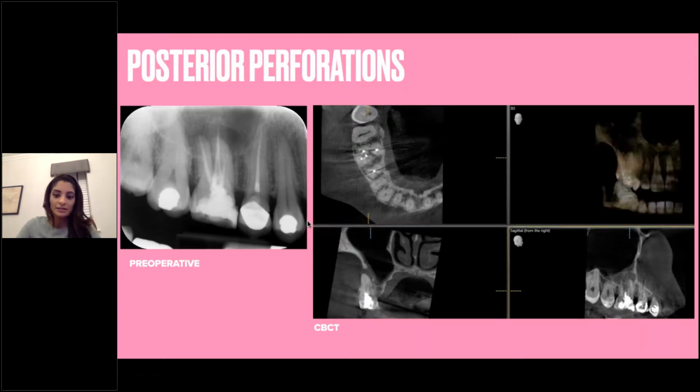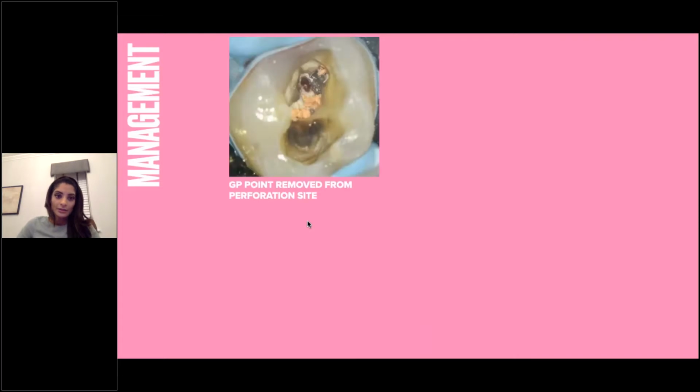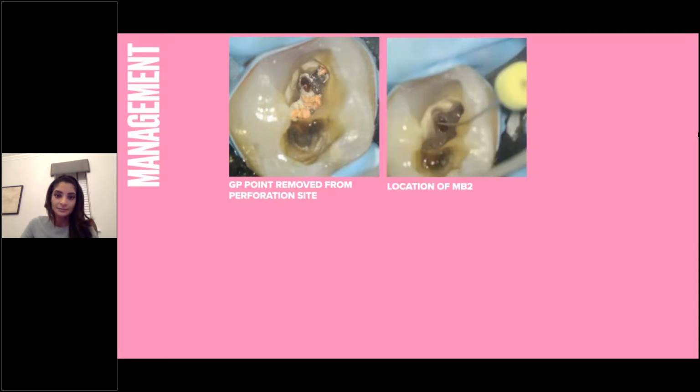Cone beam CTs are a really useful tool when treating complex endodontic cases. They give you a roadmap of what you're expecting, and also give you a chance to tell the patient what the prognosis is and plan the treatment. So this is what it looked like when I had removed the GP point from the perforation site. This is MB1 here, this is palatal, and this distobuccal is over here, and this is where the MB2 perforation site was. So the GP point came out nice and intact.